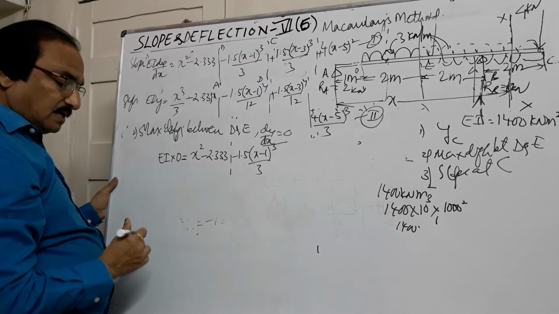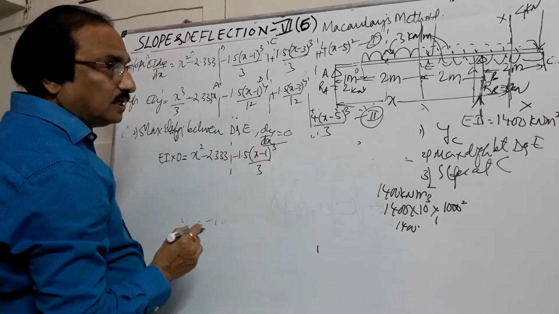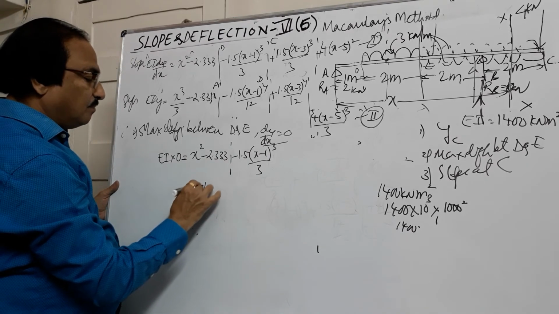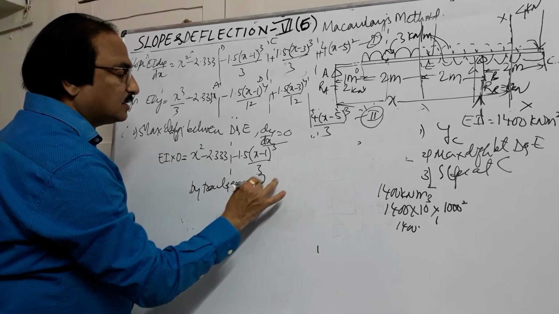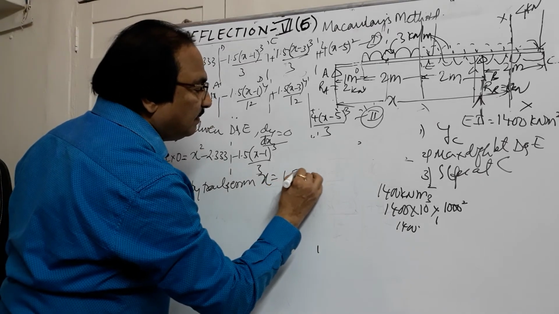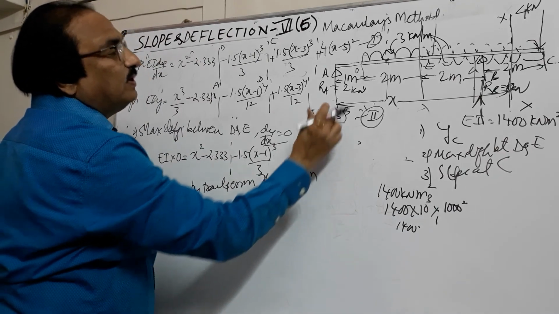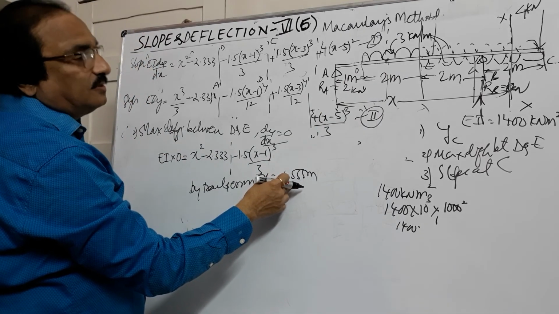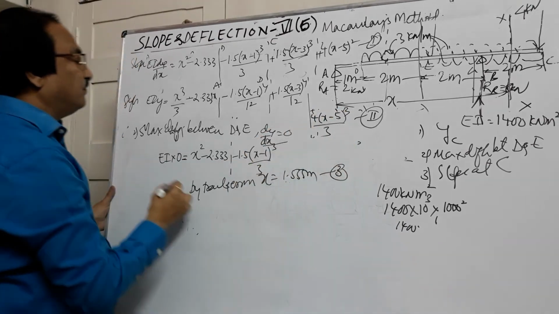So you get here an equation in x raised to 3, a cubic equation. A cubic equation you have to solve by trial and error method. By trial and error you get x value where slope is 0 is equal to 1.555 meter. So at this distance, which is between D and E, the slope is 0. That means deflection will be maximum there. Let us substitute this in the equation for deflection.